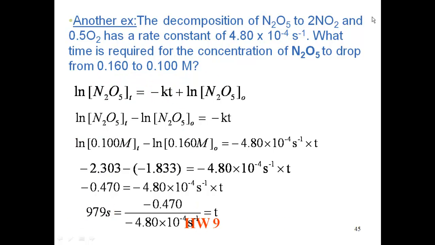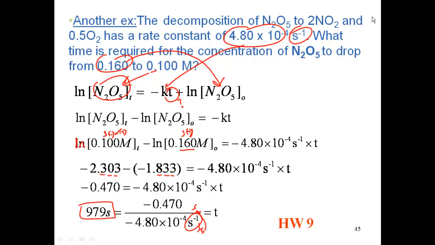Homework number 9 deals with the integrated rate equation. Now I want to caution you that that is only about the integrated rate equation of the first order. Okay, so don't get in the habit of just going through the problems, not paying attention, and just working it using the same equation. You need to analyze each question and see why you're using the first order integrated rate equation, because when it comes to the test, these are all mixed up.